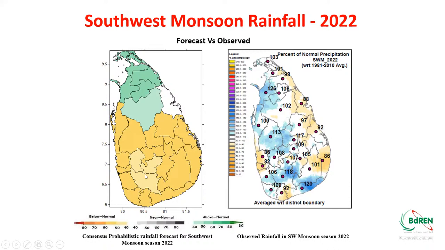This is the rainfall we actually received. I think coastal areas mostly received below normal rainfall, but the hilly areas received, and this is in percentages of the climatological value, mostly near normal conditions in the other parts of the country.